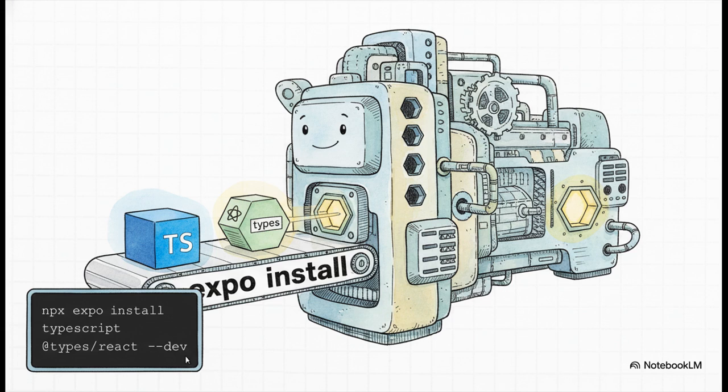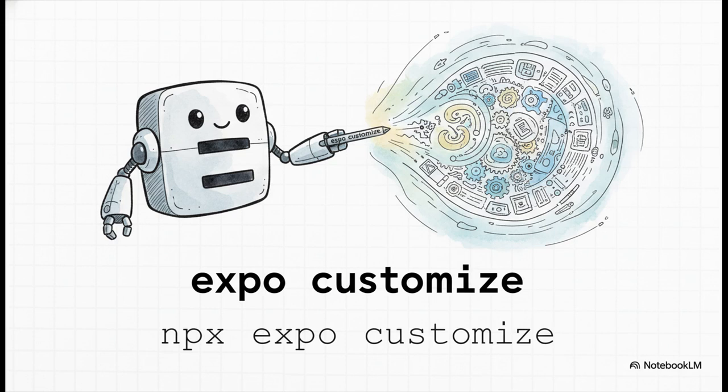Now, the really crucial part here is to use npx expo install. Why? Because this command makes sure you get versions of these packages that are perfectly compatible with your Expo SDK version. It saves you from a world of hurt. And this is where the Expo CLI is just your best friend.